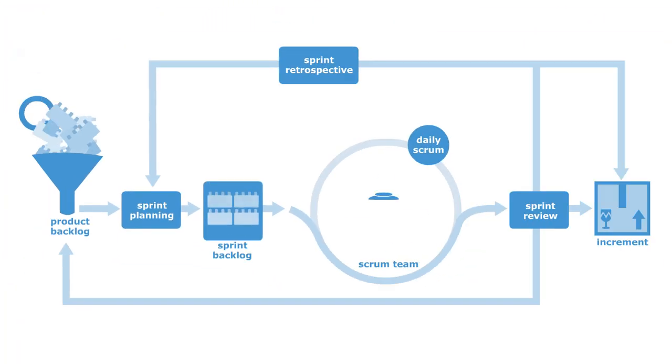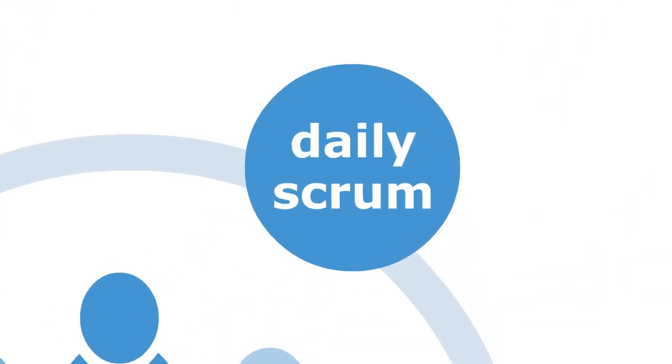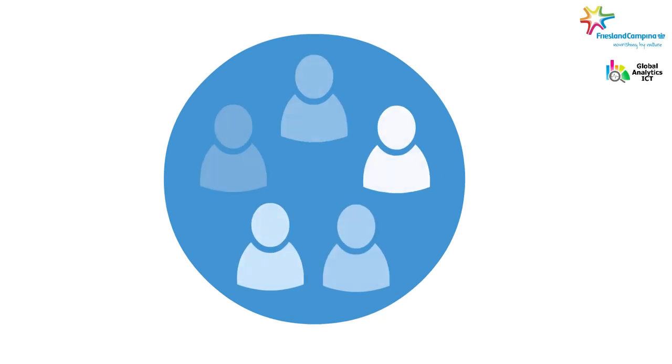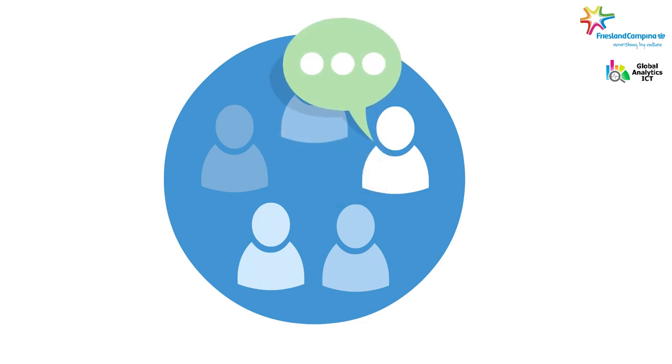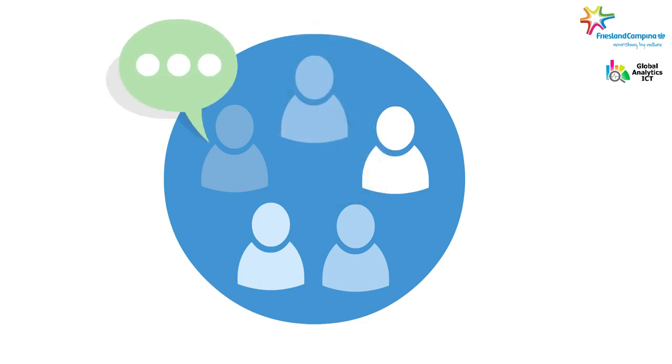At the start of each day, the development team meets for the daily stand-up. Each team member gives a brief 3-point update: what was accomplished yesterday, what will be done today, and what impediments block his or her progress.